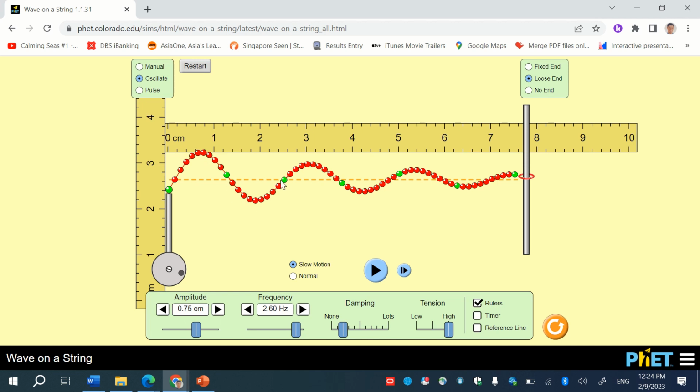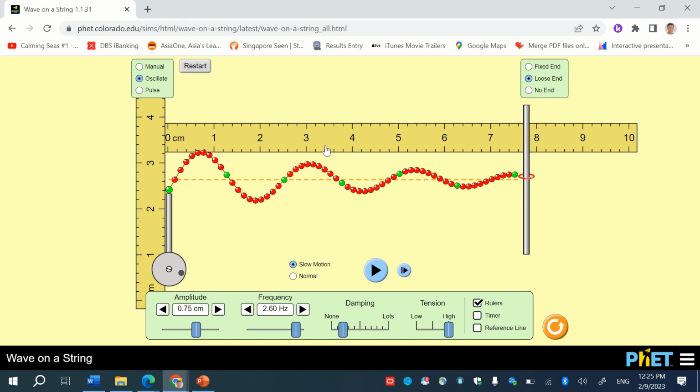What happens to the wavelength? Notice what happened to the wavelength. The wavelength has decreased. I can see more waves, they are more crowded now, but the wavelength has decreased. One complete wave now is about 2.5 cm. Just now it was about 4 cm. Now it is about 2.5 cm.